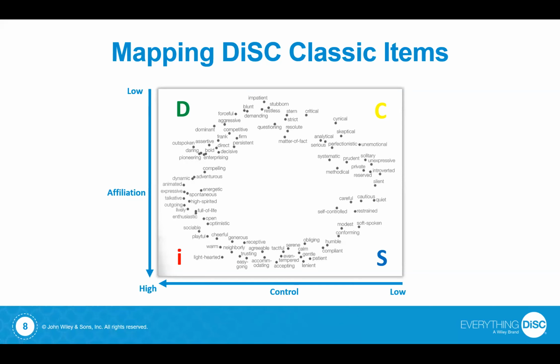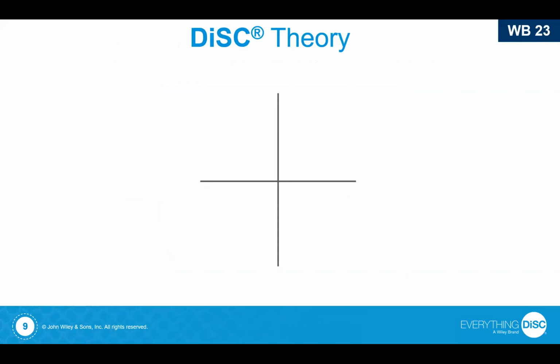So out of that came Everything DiSC with 8 scales. And that's how it came about. So I just thought I'd share that little graphic with you to say that's why we need 8 scales to accurately measure a person's behavioral style. Just measuring D, I, S, and C doesn't cut it. All right, so let's go back to the DiSC theory model and the interpersonal circumplex.